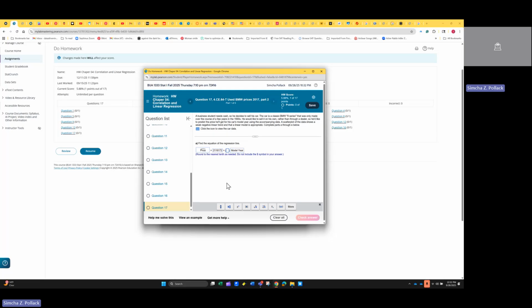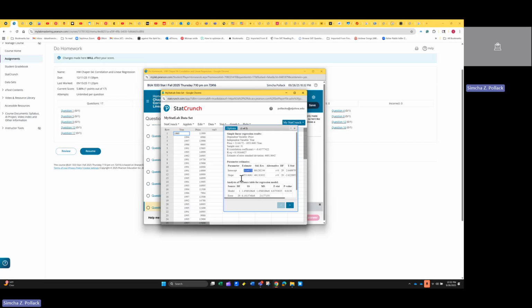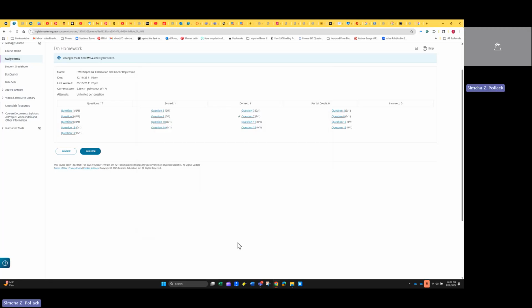And the slope is that other number. Actually it tells you it's minus 1053.868. 86 is good enough. Copy. And whoops, we lose it again.